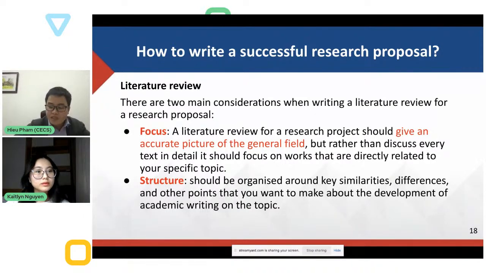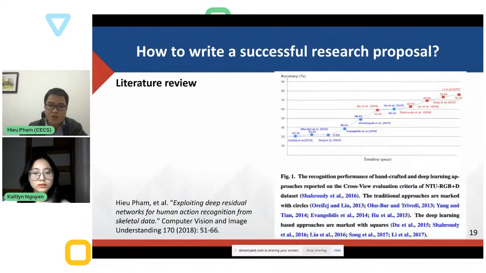It means it's not about listing this paper, that paper, what they do, what he does, okay? But you need to look at the papers and try to figure out what the trend of the research field is. You try to compare the data from research papers, right? And you figure out what the limitation is. So I will show you an example.